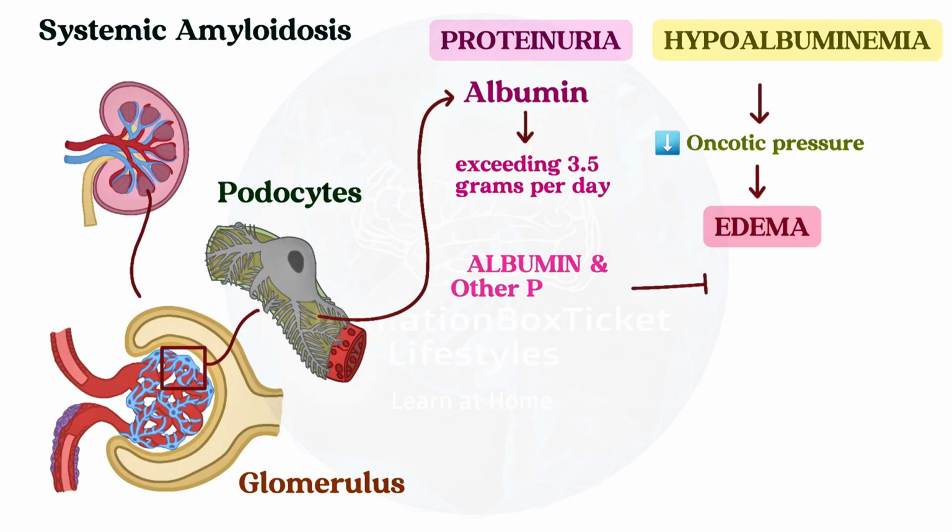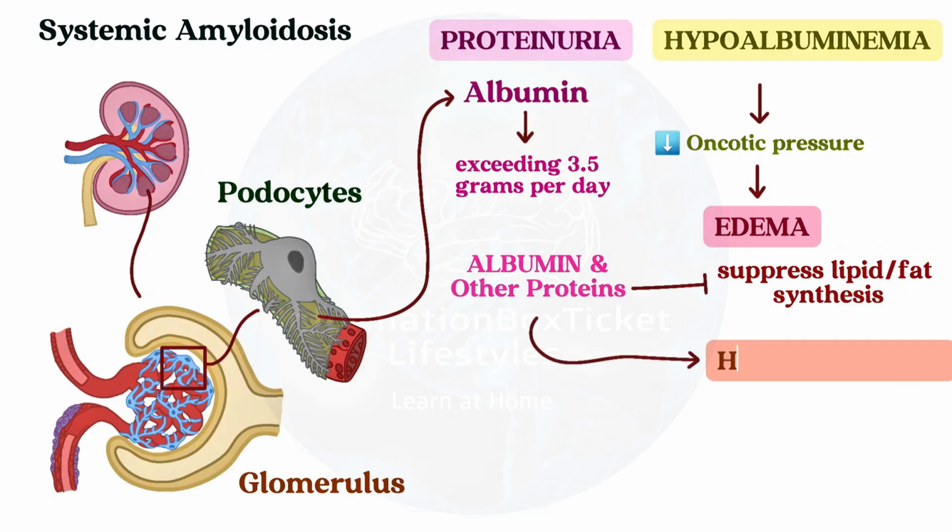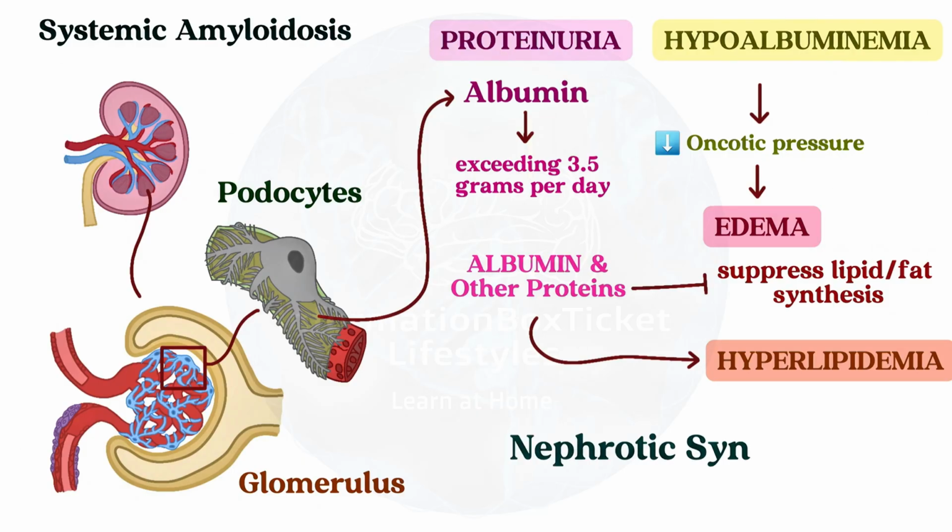Albumin and other proteins normally suppress lipid or fat synthesis, so their loss results in hyperlipidemia, meaning elevated lipid levels in the blood. These features together represent the classic hallmarks of nephrotic syndrome: proteinuria, hypoalbuminemia, edema, and hyperlipidemia.